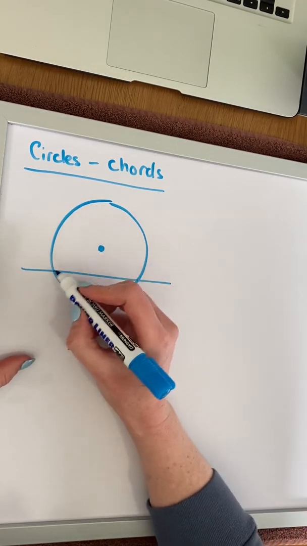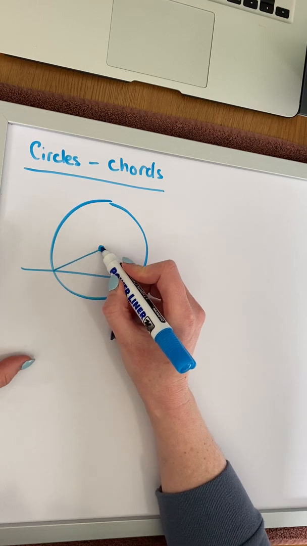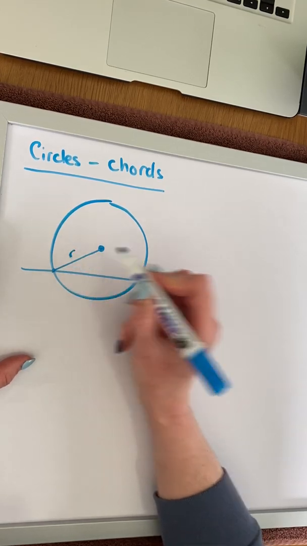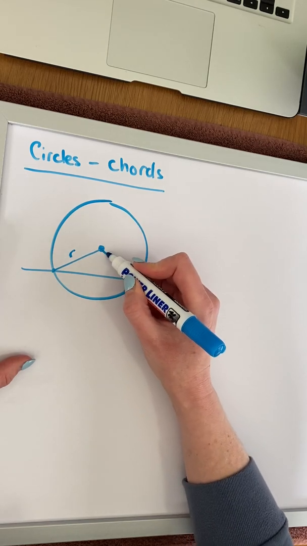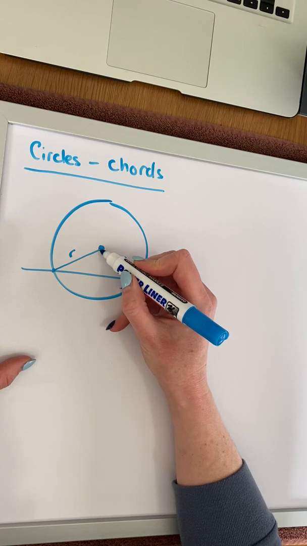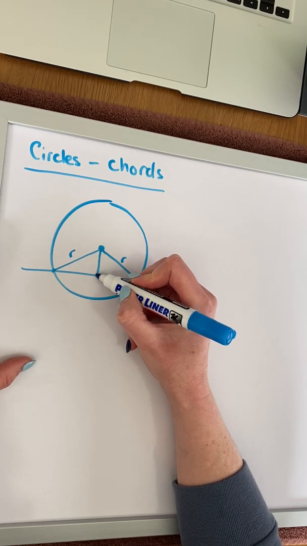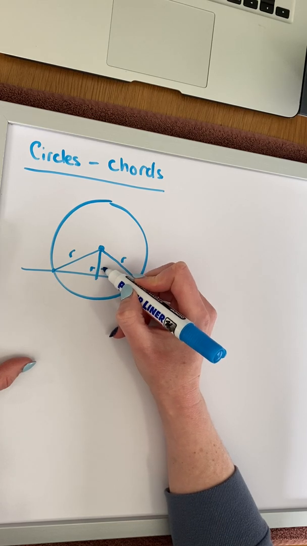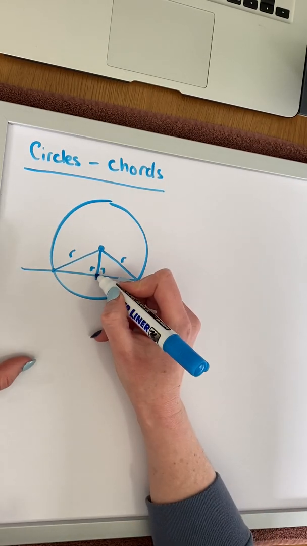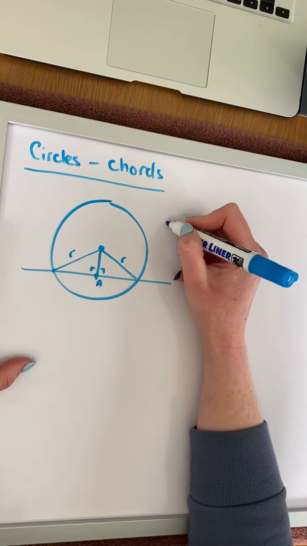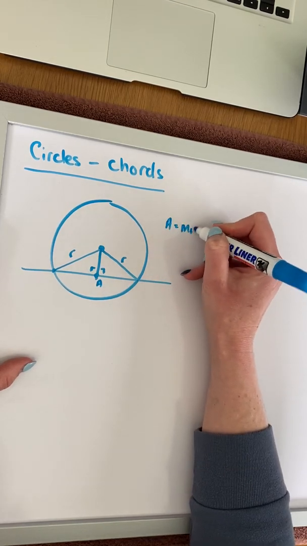So first of all, the distance from the point of contact, from the point of intersection, to the center is always going to be your radius, and we will have the same on this side here. We'll have the radius. The chord can be split into two congruent right angle triangles. This point here will be the midpoint of the chord, so let's call that A. So A is the midpoint of the chord.